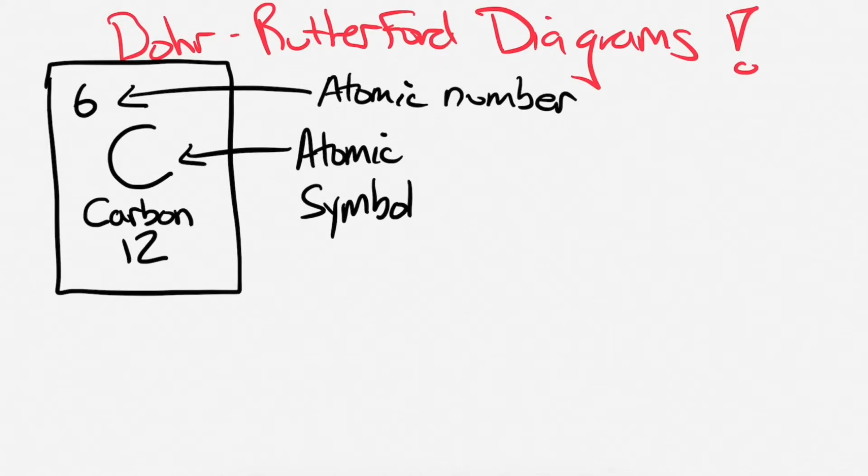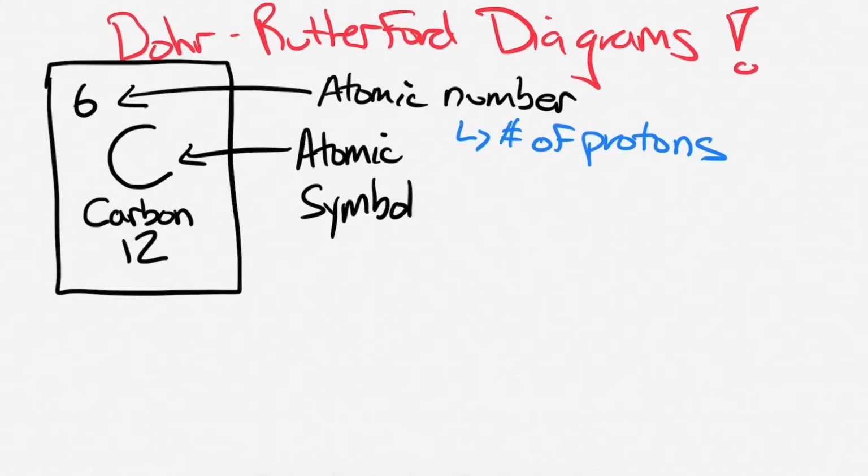And carbon is the only element with the number 6 as its atomic number. The atomic number is important because the atomic number is equal to the number of protons. So that means that every atom with 6 protons in its nucleus is going to be an atom of carbon.